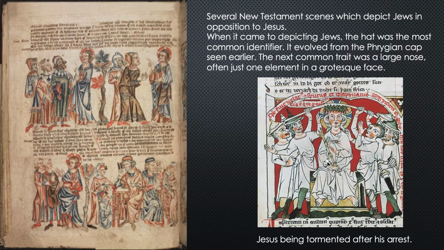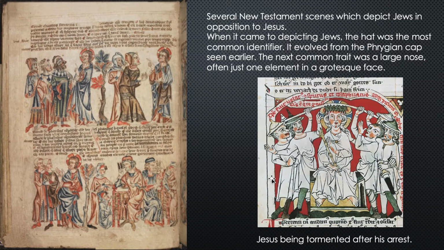So, New Testament scenes which depict Jews in opposition to Jesus. When it came to depicting Jews, the hat was the most common identifier, and it evolved from the Phrygian cap seen earlier. The next common trait was a large nose, often just one element in a very grotesque face. So, of course, you're going to see hats, but I want you to also look at noses now. And often a figure will be placed in profile so you can get a good look at that hideous nose. Like this man right here is in full profile talking to Jesus, and he's got a really large hooked nose there.